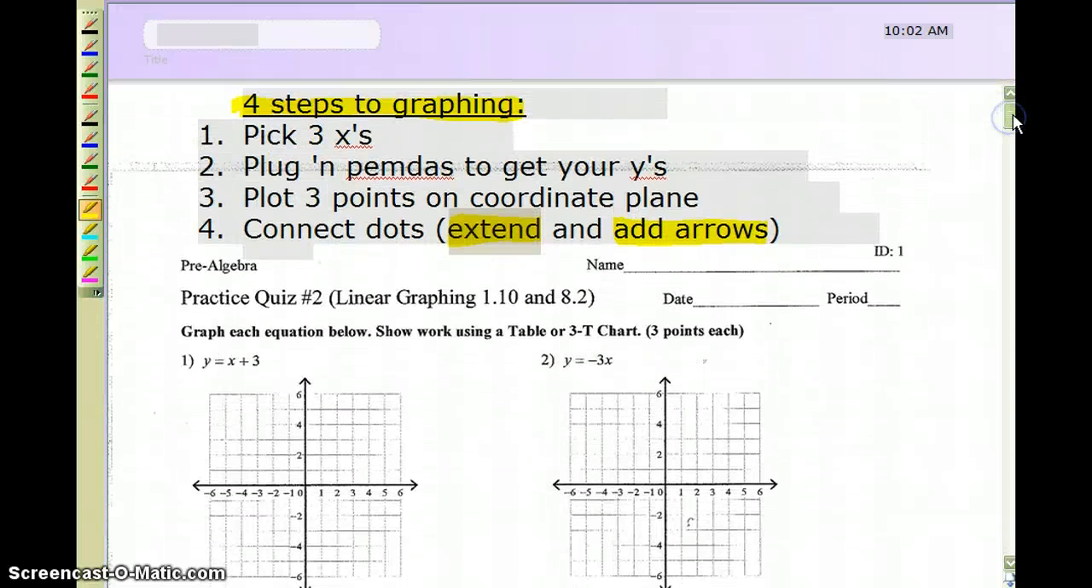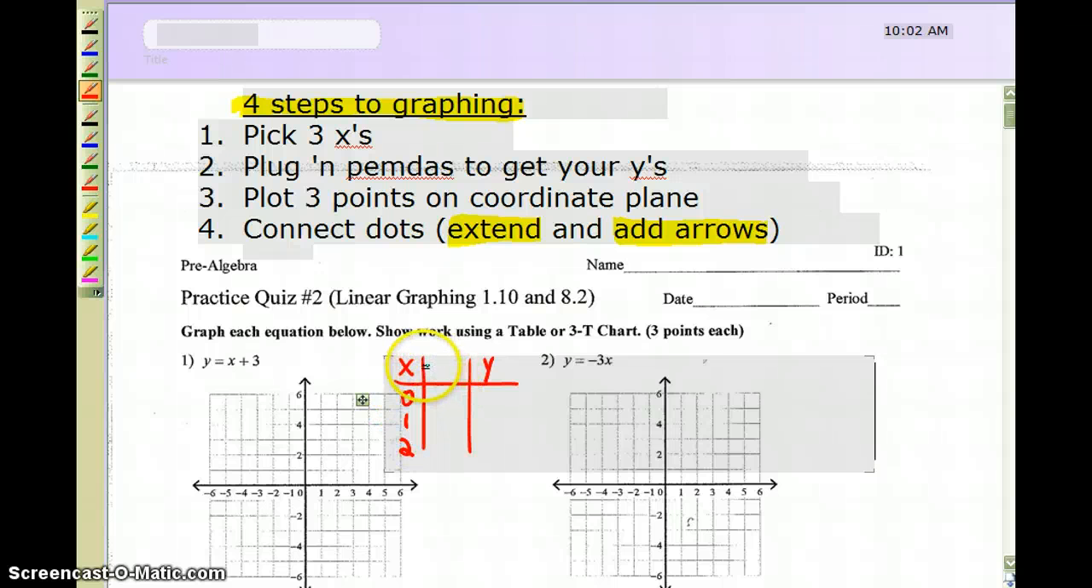So why don't we try those 4 steps in the first problem on this worksheet. I'm going to make a simple chart to help me here. I'm going to start with picking my 3 x's. Now my x's might be different from yours. I'm going to choose some really easy ones, 0, 1, and 2.